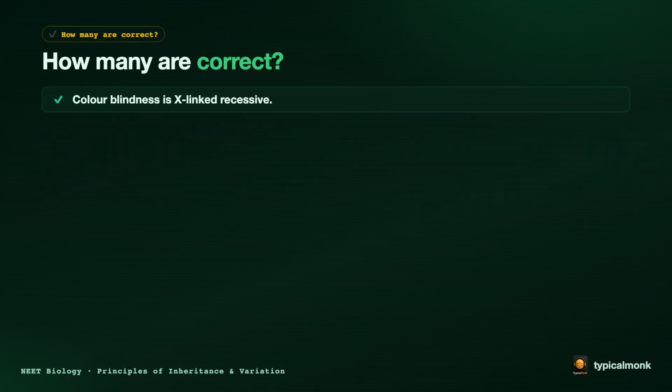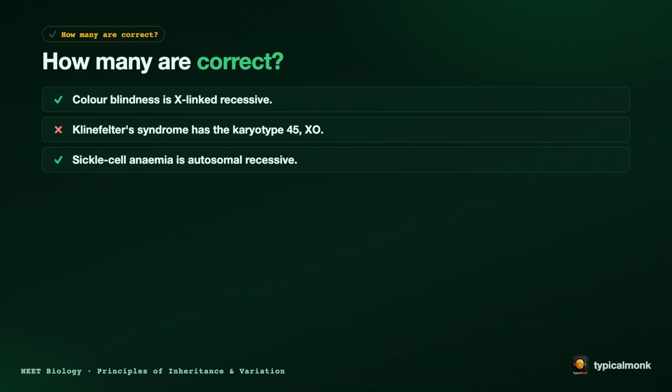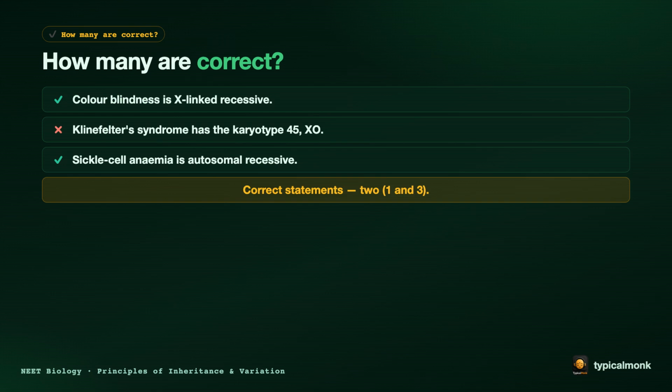Now the third drill, how many of these statements are correct? Check them one by one. First, colorblindness is X-linked recessive. This is correct. Second, Klinefelter syndrome has the karyotype 45 XO. This is wrong. Third, sickle cell anemia is autosomal recessive. This is correct. So the correct statements, 2, that is, the first and the third.